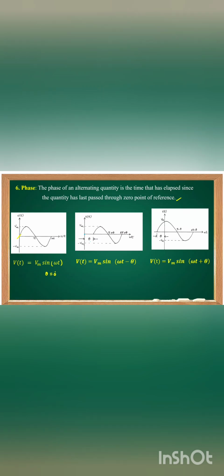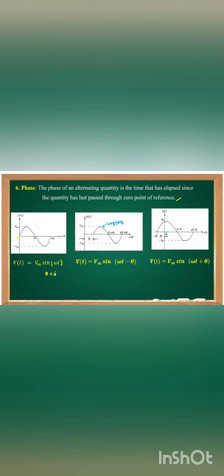After 0 only it is started, then you have to write minus theta. If it is like this, you write minus theta. This is called a lagging waveform, because after 0 it is started. Then this one is before 0 it is started.